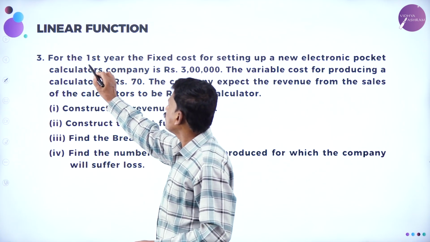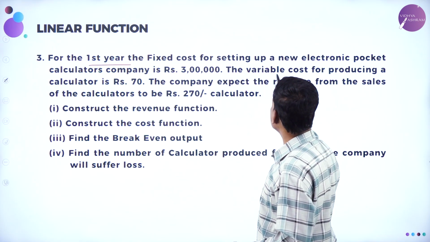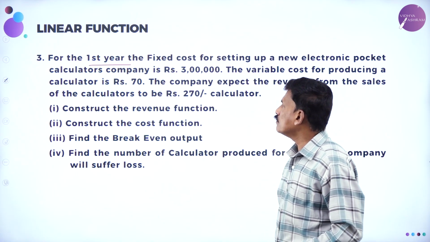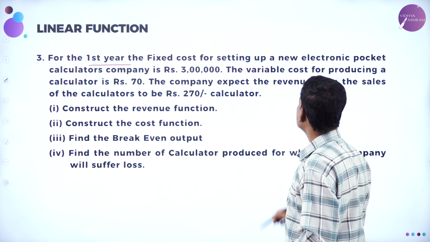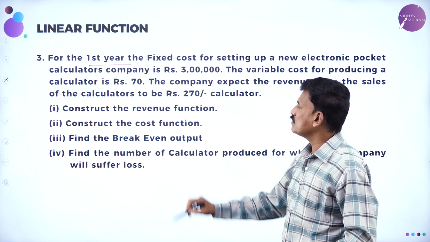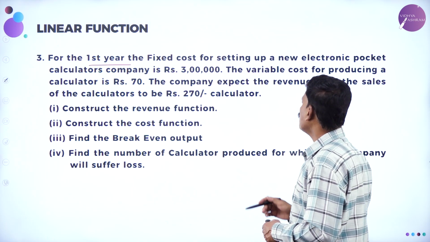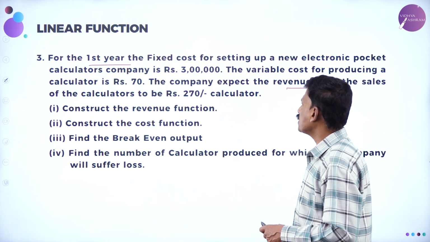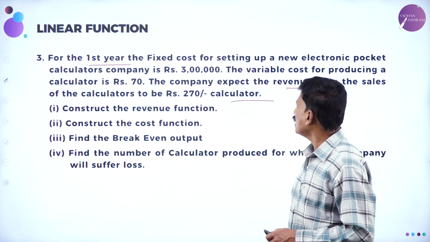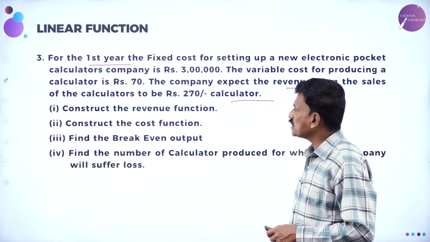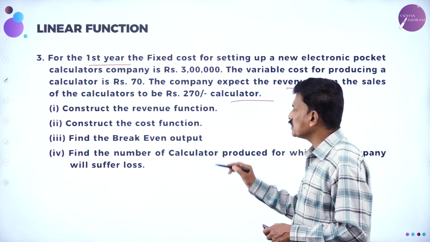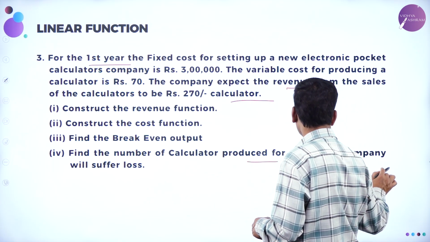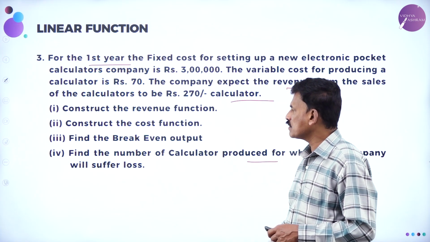For the first year, the fixed cost of setting up a new electronics pocket calculator company is rupees 3 lakhs. The variable cost for producing a calculator is rupees 70. The company expects the revenue from the sales of the calculators to be rupees 270 per calculator. Now construct the revenue function, construct the cost function, find the break even point and find the number of calculators produced for which the company will suffer loss.